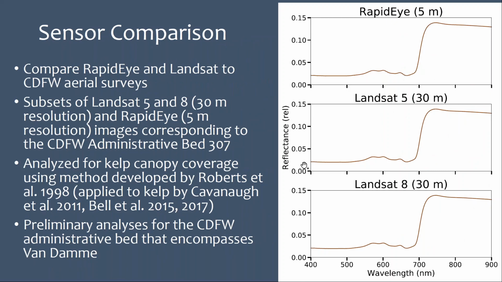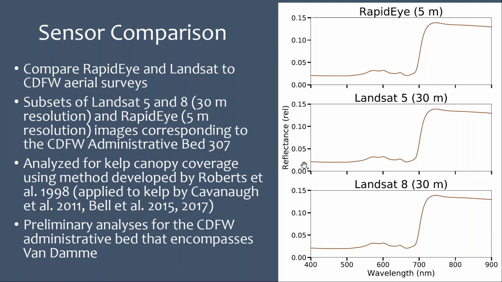Looks like we had a little bit of a mess up with the figure, but that's okay. I conducted a sensor comparison between RapidEye, which is a commercial satellite, Landsat, and the CDFW aerial surveys. I'm looking at CDFW admin bed number 307, which is basically Van Damme Bay to Ten Mile Estuary. It's a small portion of the coastline because I'm still just testing out this new imagery.